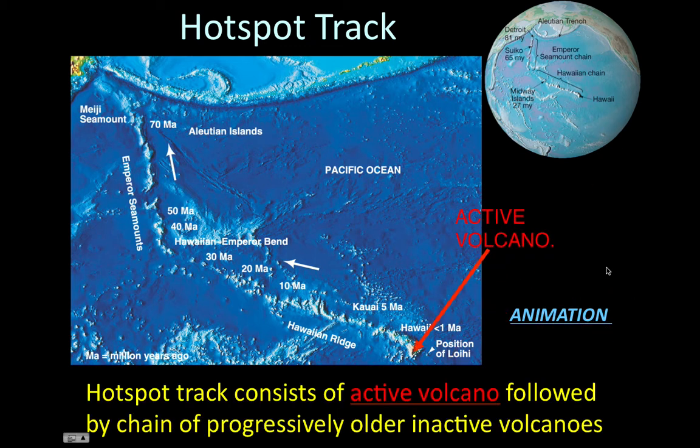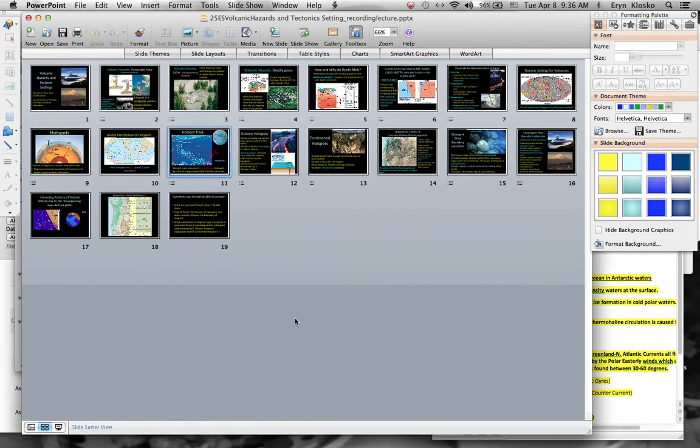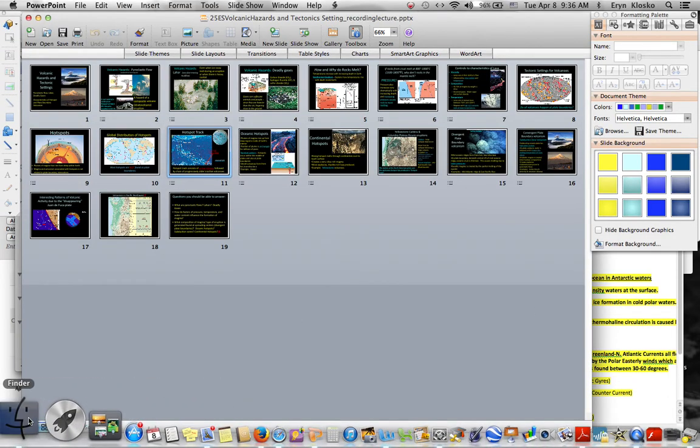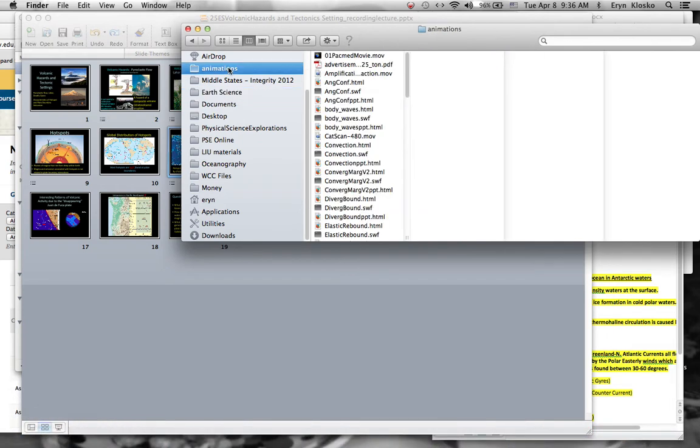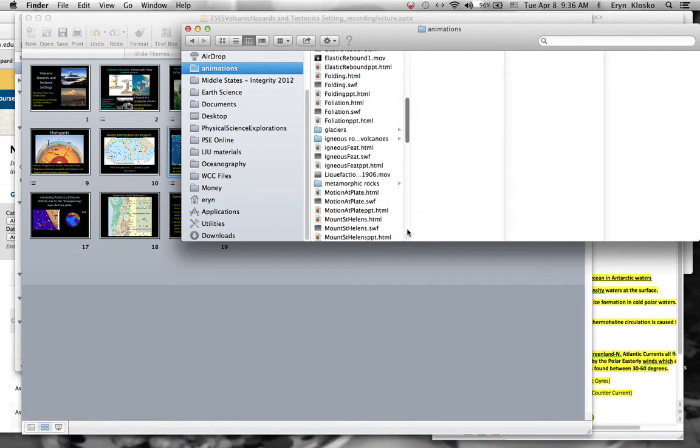A hotspot track is an active volcano followed by a chain of progressively older inactive volcanoes. And hotspots are interesting because we think that these landforms will develop as a plate basically moves over this fixed source of magma. So if I could open up this animation.